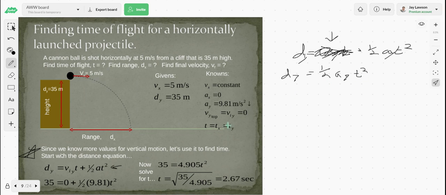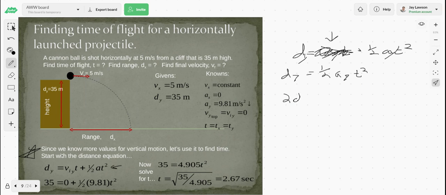Now, we're trying to solve for t. Why? Because t is the one that ties it together. Whatever I solve for in the y direction, time is going to give me something else to work with in the x direction. So we're going to solve for t here. We're going to keep doing that.